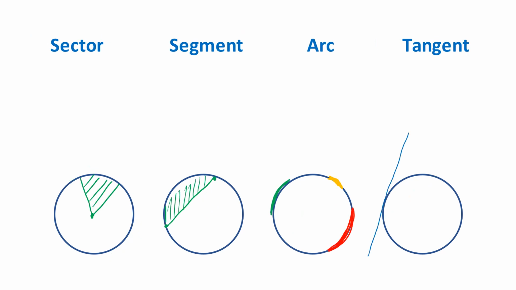So here we have sector, segment, arc, and tangent. So the first one is sector. So sector is this diagram down here. So really I think of it as a slice of pizza or a slice of cake.